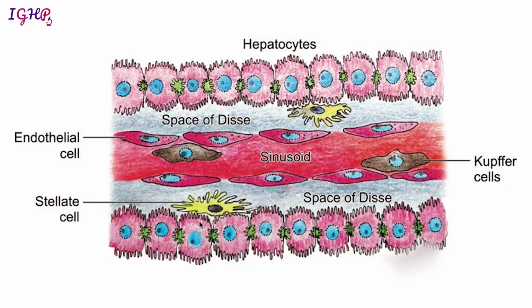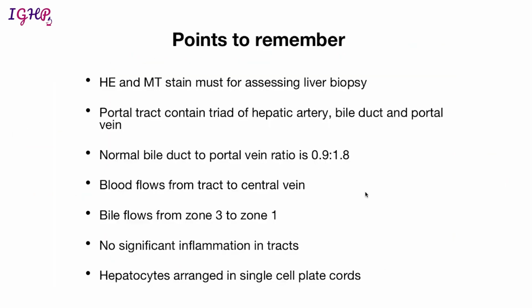So this is the space of Disse. It is named after the German scientist who discovered it, Disse. This space contains the stellate cells, the Kupffer cells, which are the macrophages, and occasional lymphocytes, and it is lined by the endothelial cells. So this is the space of Disse, which is responsible for the development of fibrosis within the liver. So that was the normal liver biopsy.